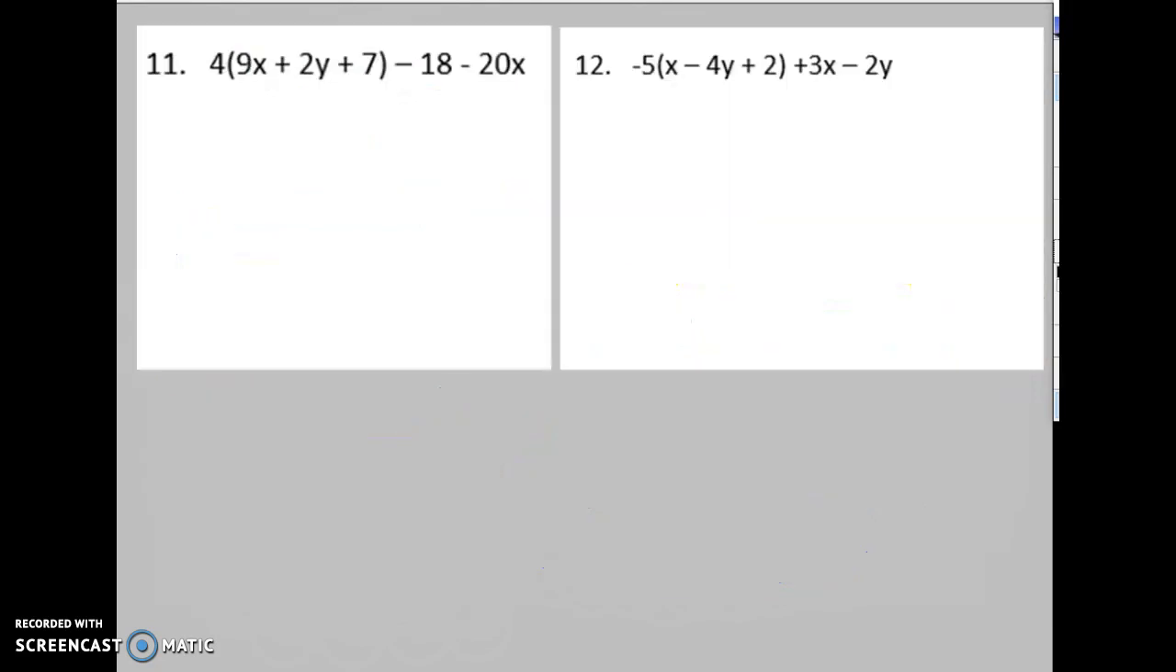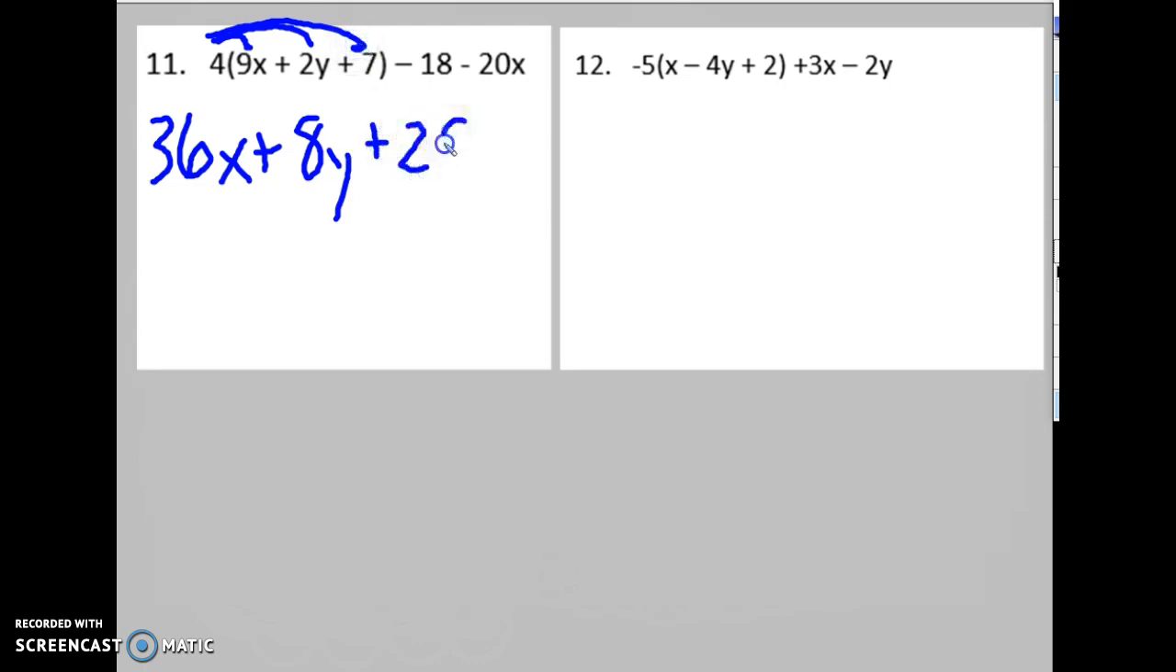All right, moving on. Sometimes in distributive property, you have more than just two items inside those parentheses. Everything that's inside the parentheses has to be multiplied by whatever number is directly outside the parentheses. So we're going to do 4 times 9x, which gives me 36x. We're going to do the 4 times the 2y, which gives me 8y. And then you're also going to do the 4 times the 7, which gives me 28. Whatever's not in the parentheses, just drop it down. So minus 18 and then minus 20x.